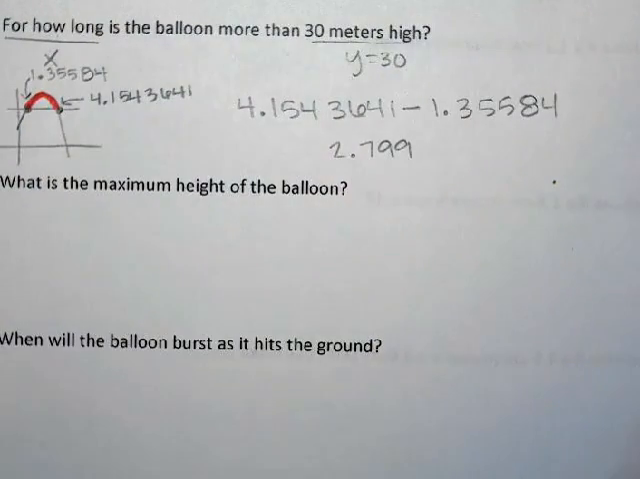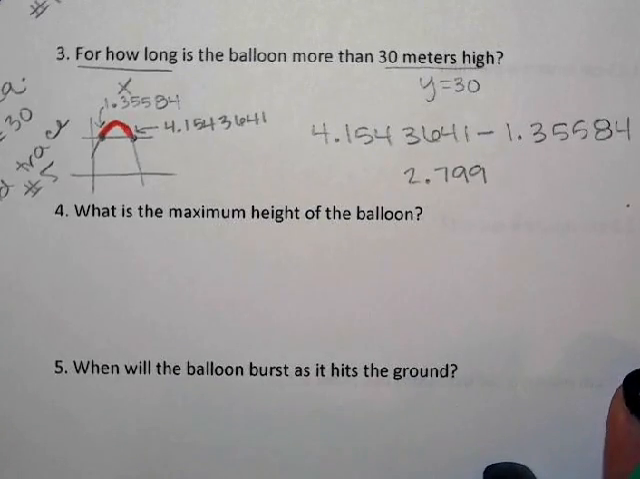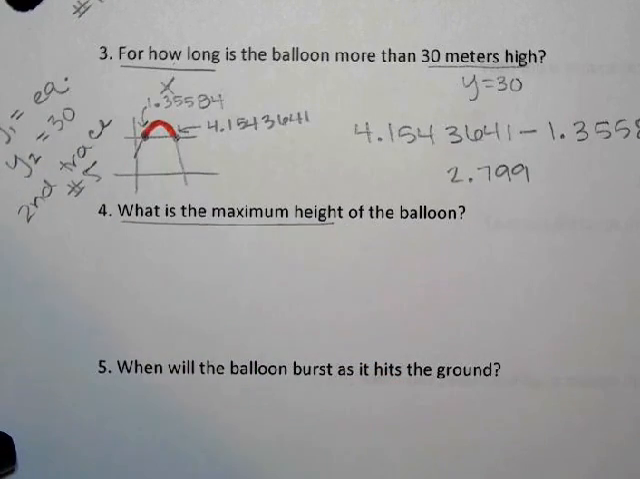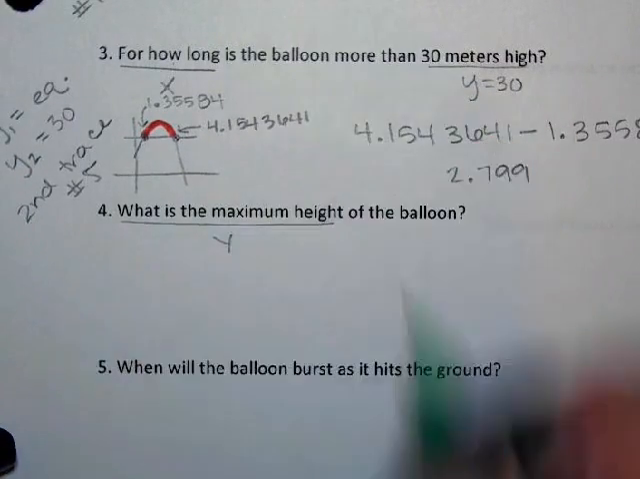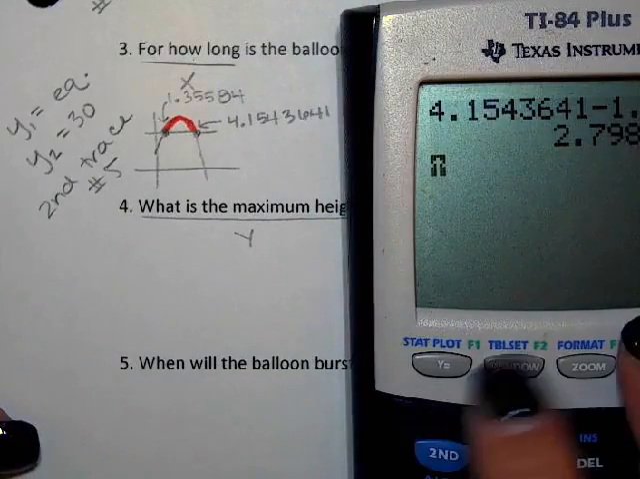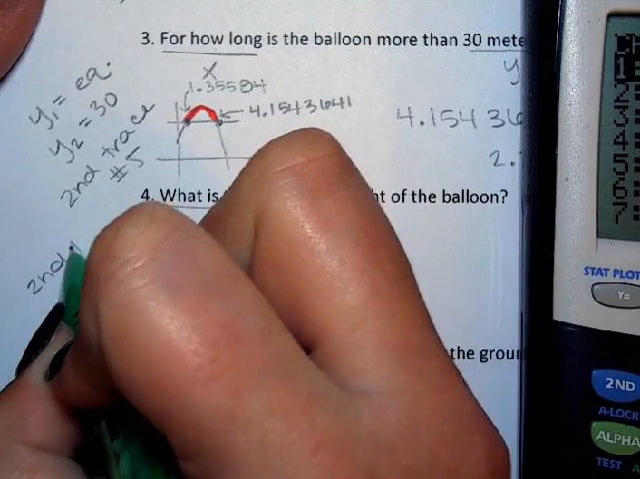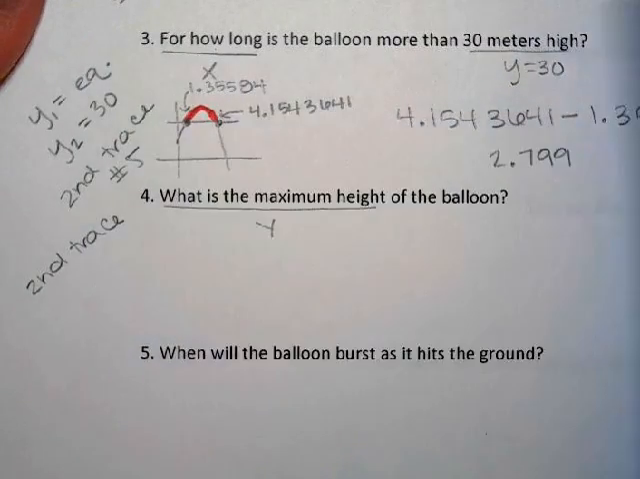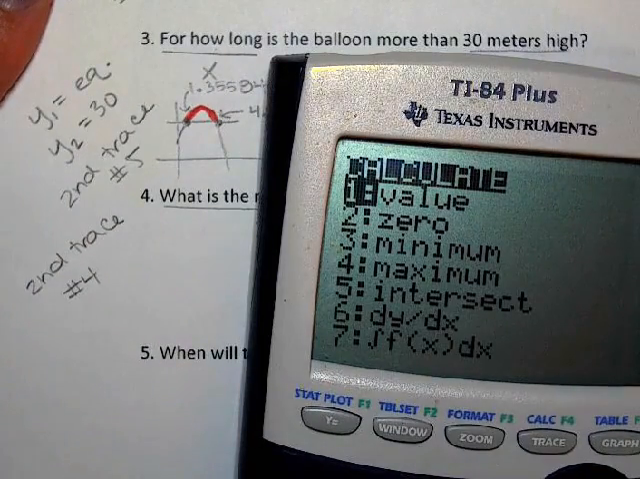The next question says, what is the maximum height of the balloon? Are we finding the y-coordinate or the x-coordinate? The y-coordinate, okay? So here we're going to do second trace. How do we find the maximum height of the balloon? Second trace. Which one in this menu? Maximum, second trace number 4. The answer is somewhere between 0 and 6 seconds. I'm not sure. I'm just going to let the calculator do it for me.